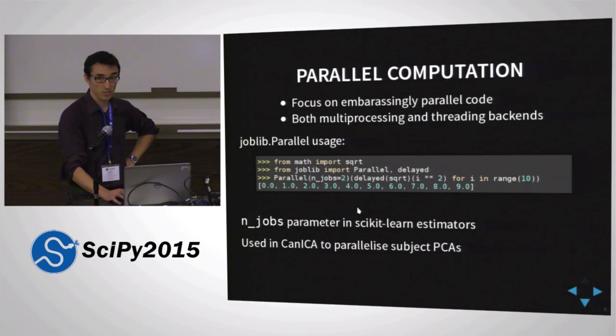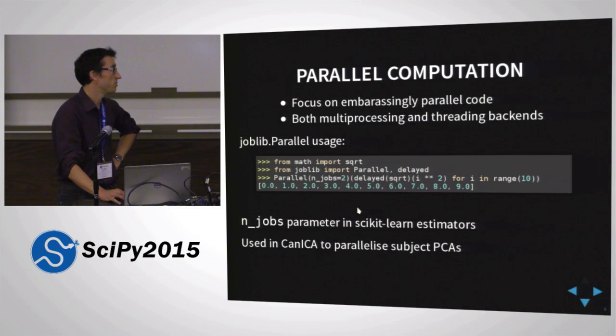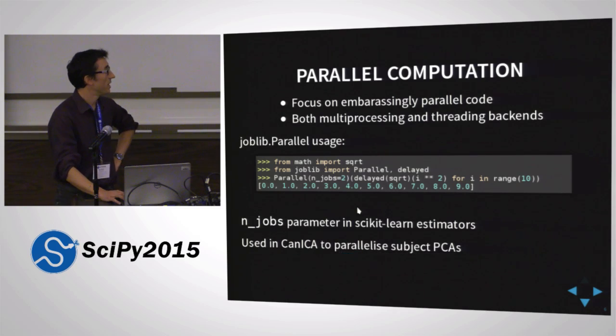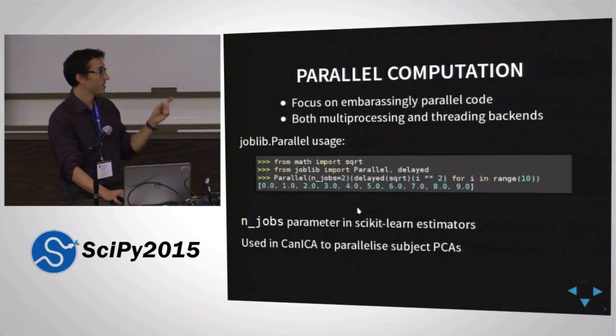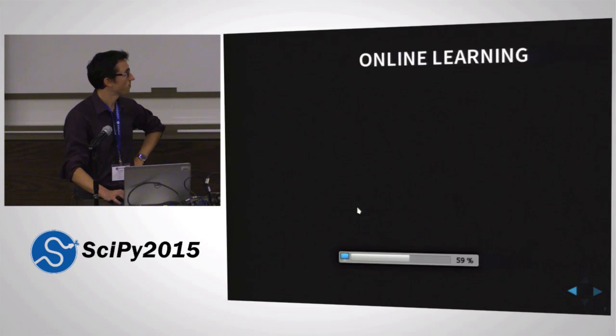So for people that use scikit-learn, that's the n_jobs parameter in your scikit-learn estimator. That's what happens behind the scenes. It actually uses joblib, which is shipped with scikit-learn. And in this particular example of CanICA that's running, the first step was to compute subject PCAs, and you can parallelize that over the number of subjects.